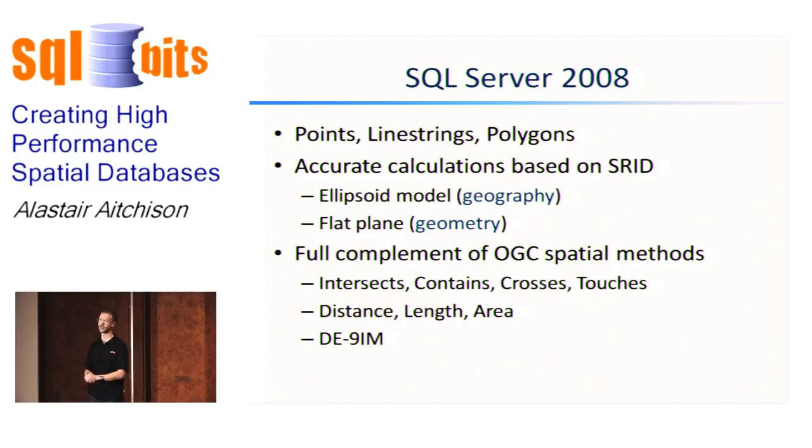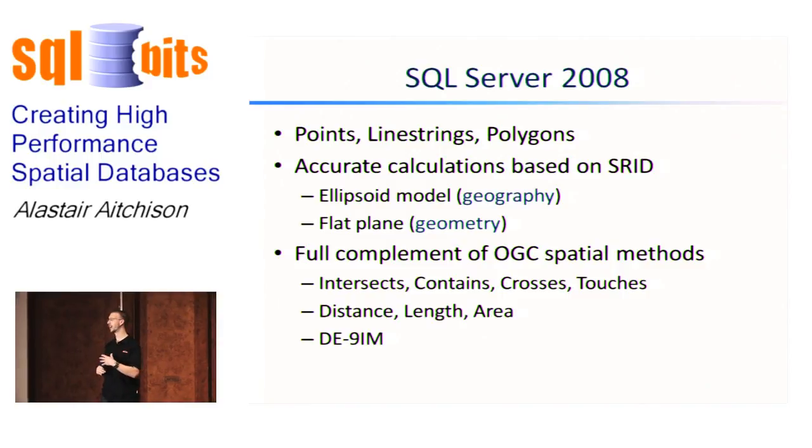The NAD83 model in America is a very common geographic model of the Earth. And if you're using the geometry data type, there's also lots of spatial reference systems you can use. You can use state plane coordinate systems, or you can use the national grid here, or in other European countries have national grids as well. So we get much more accurate calculations than we used to be able to do.